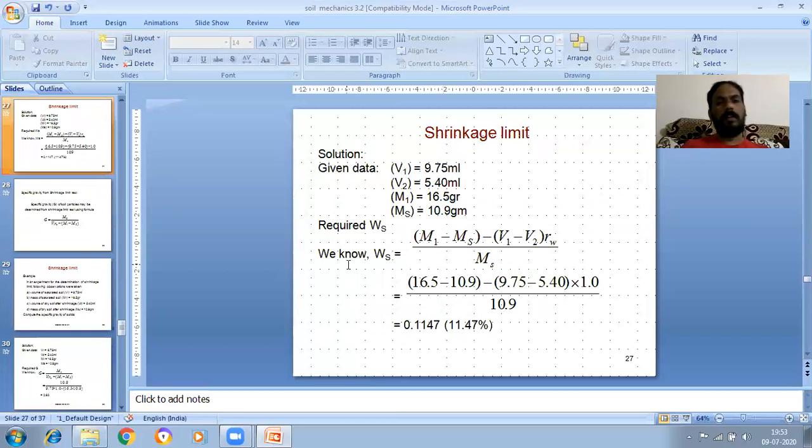So the required formula: shrinkage limit WS is equal to ((M1 minus MS) minus (V1 minus V2) times gamma W) divided by MS. M1 is 16.5 minus MS 10.9, minus (9.75 minus 5.4), and gamma W is 1 gram per cc. So divided by MS, which is 10.9. How much are we getting? 0.1147. That is nothing but shrinkage limit is 11.47. Shrinkage limit is 11.47%.